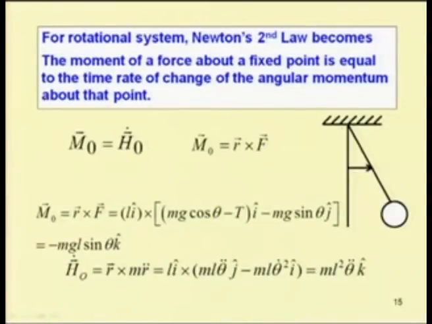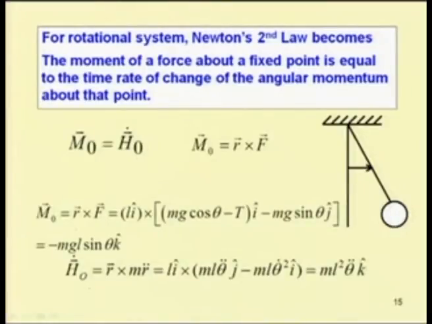Similarly, one can take the moment also. So, that was using the force. Also, one can take the moment about this point and find the equation of motion, where the applied moment is equal to the moment due to this inertia force. By taking moment about this point, we already know the expression for this force. So, r cross F will be equal to H0 dot.